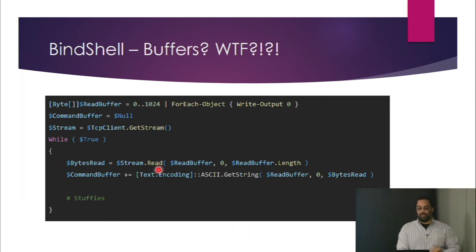Reading from our buffers, appending to a command buffer. And there's another important thing on this slide. The slide is for two reasons. One's the buffer. The other is text encoding. You can see down here, we've got text encoding. We're calling some static methods on a .NET object, and we're converting from our input buffer into a string. ASCII gets string, makes sense, right? We think we've got some ASCII bytes. We're going to convert that to a string.